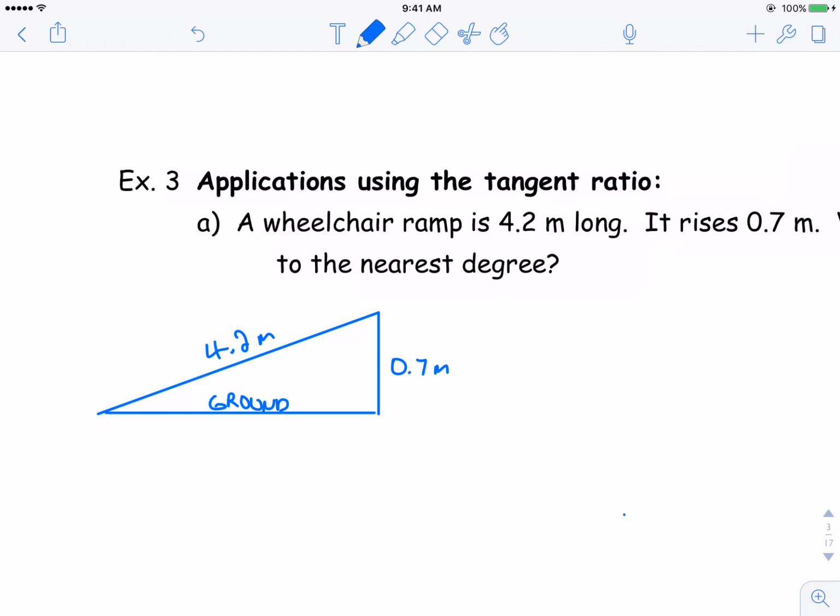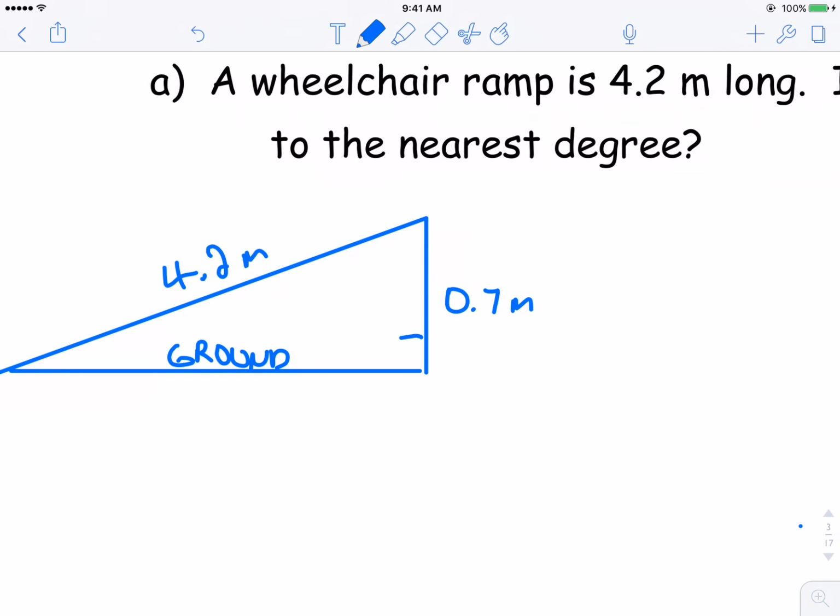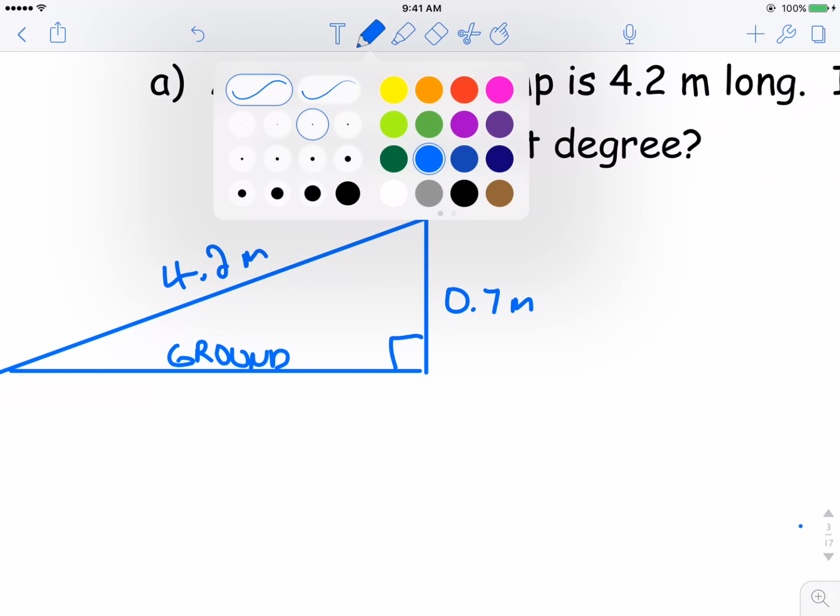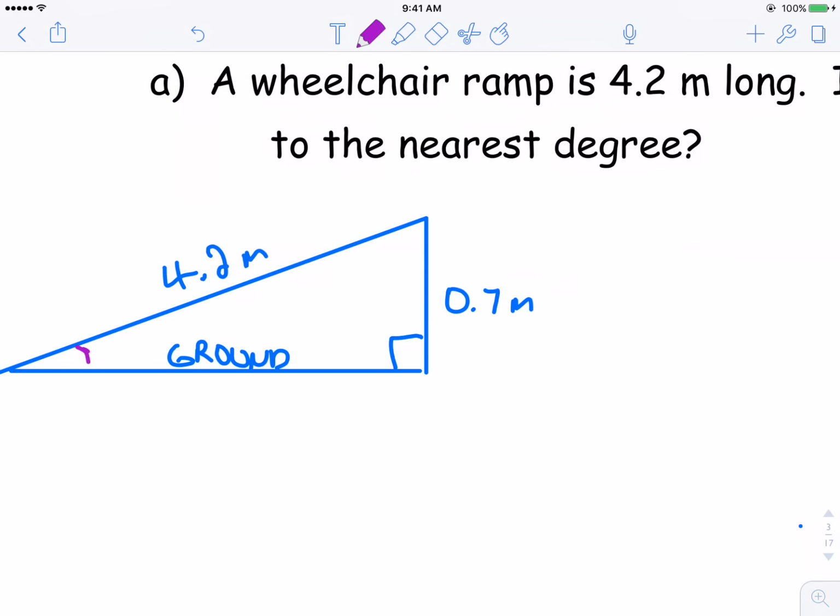So there is our triangle, and we can assume that this here is a 90-degree angle. What is the angle of inclination? What is the angle that is made as this ramp goes up, this angle? So there's our triangle. First step after having a triangle is to determine, well, what do we have? Let's label our triangle. Well, this side is the hypotenuse. This side is the opposite, and this side is the adjacent.